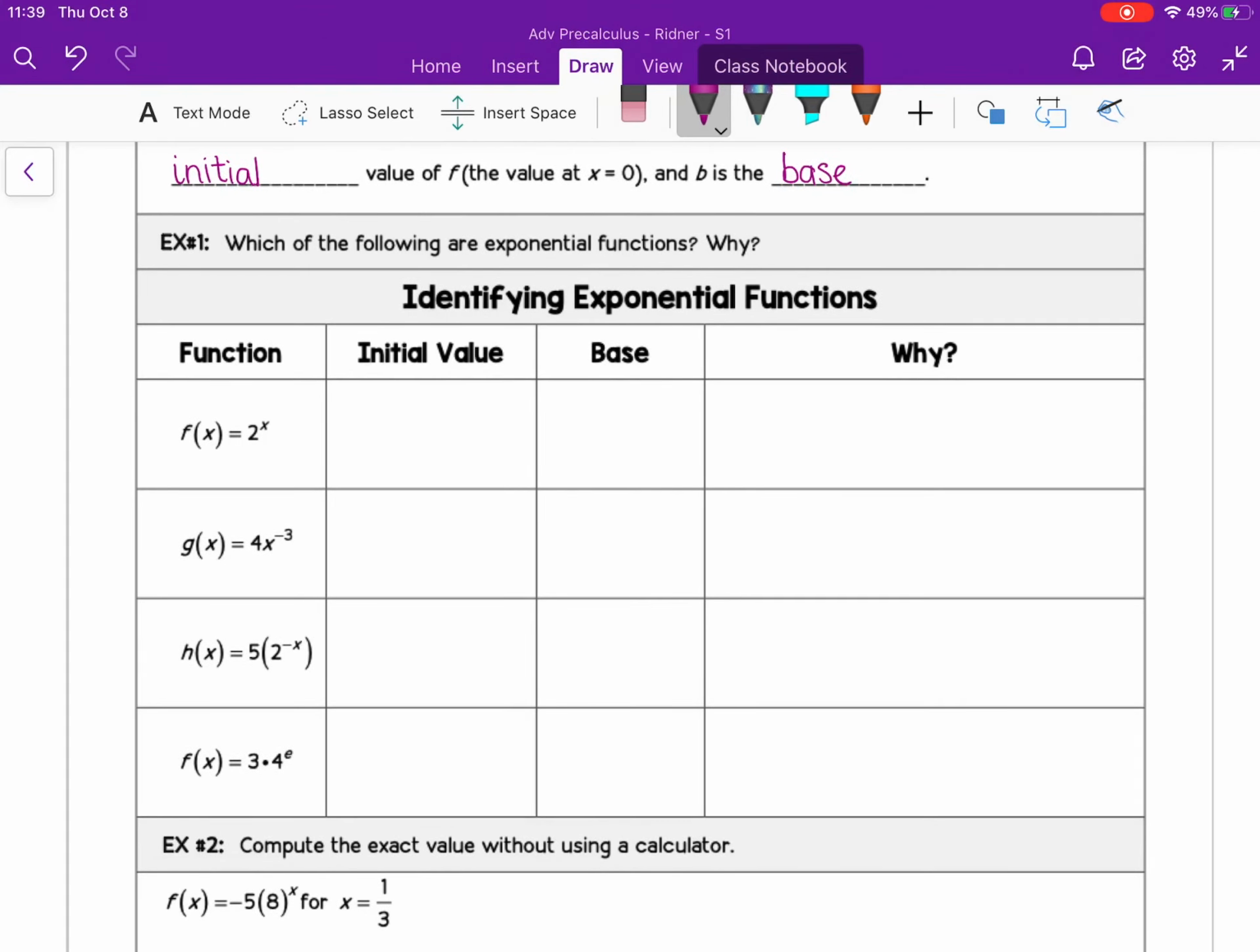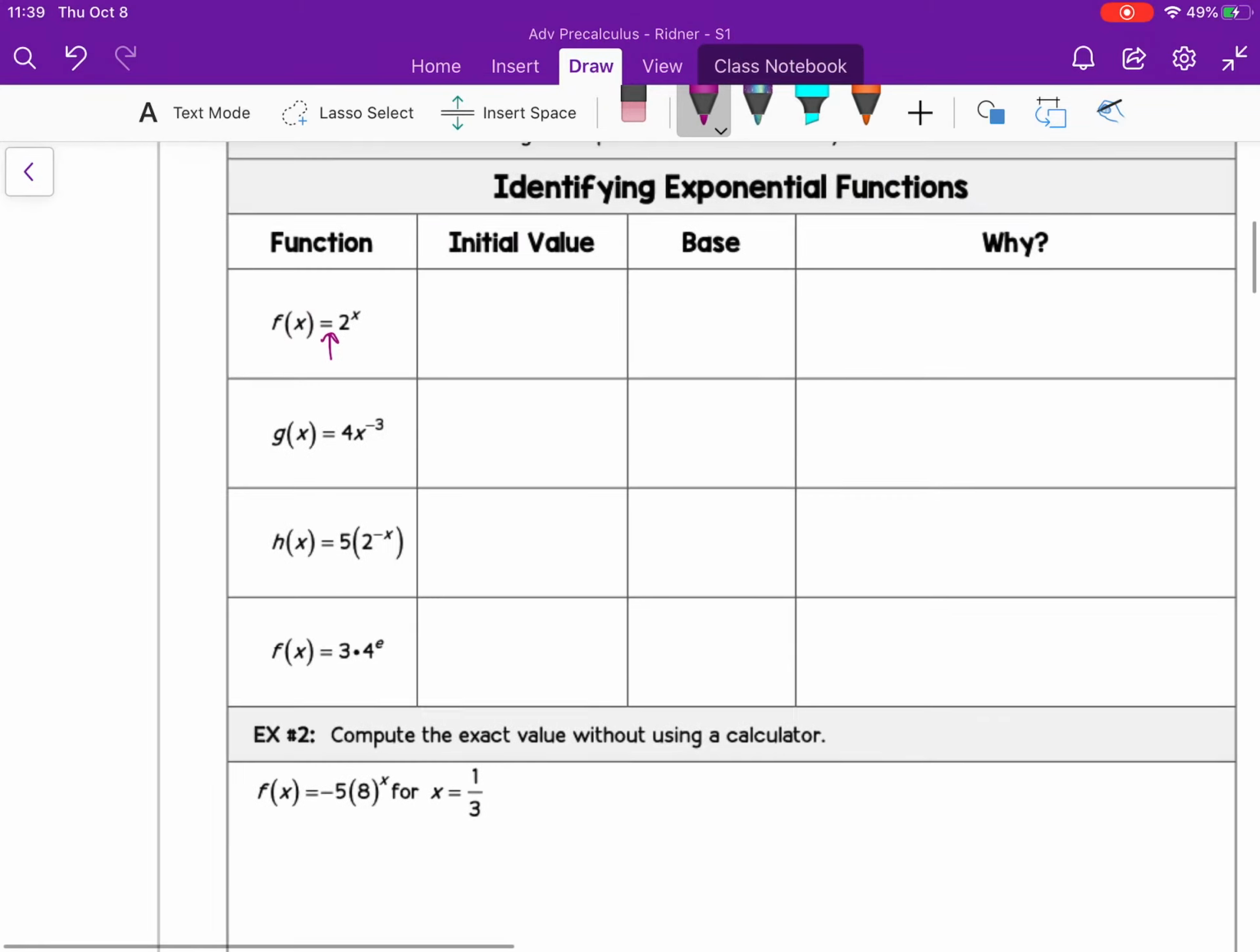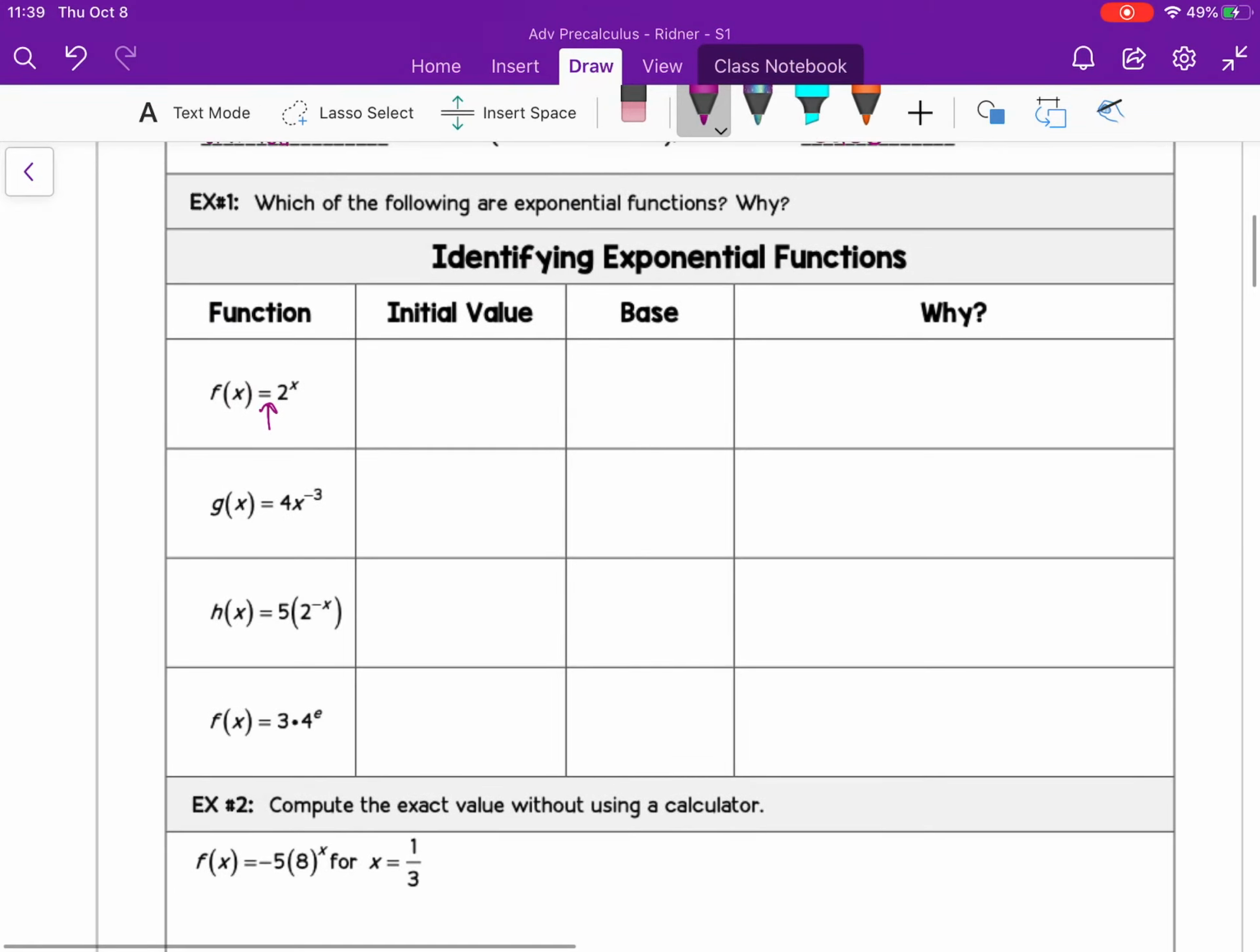So what does that look like? Well, the initial value here, notice there's no number in front. What do I multiply by to keep the same function? Well, that would be 1. And the base, so where the x is, the base is 2. Okay. So the question is, is it exponential? The answer is yes, because x is in the exponent.